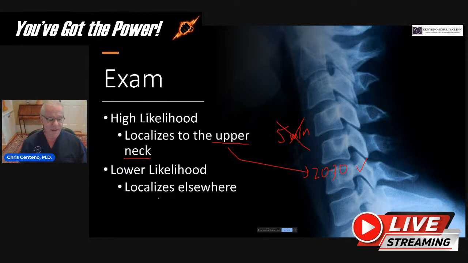And then the low likelihood thing is there isn't any tenderness or other things we're looking for related to the upper cervical spine. And we can't really point to that spot based on exam. So that's going to be lower likelihood of having CCI.